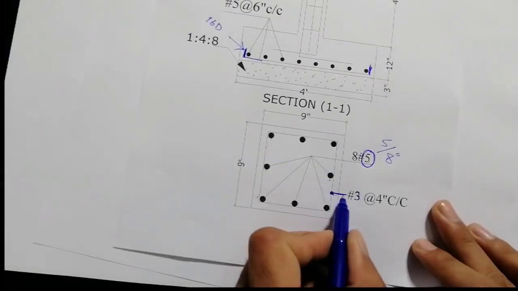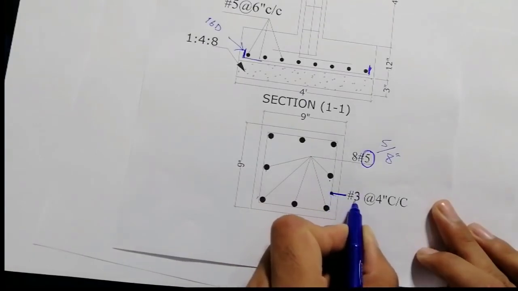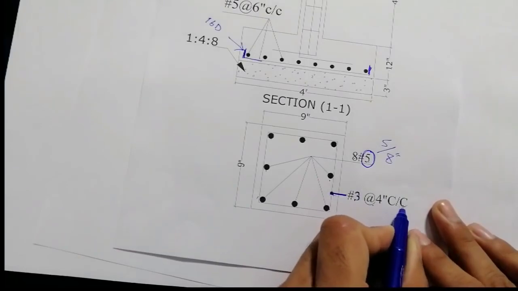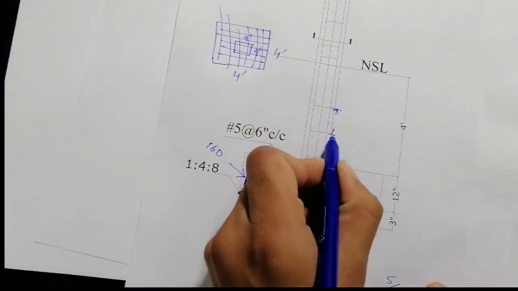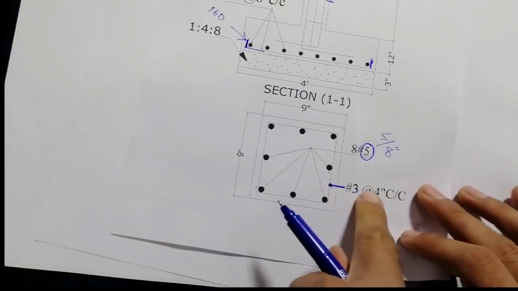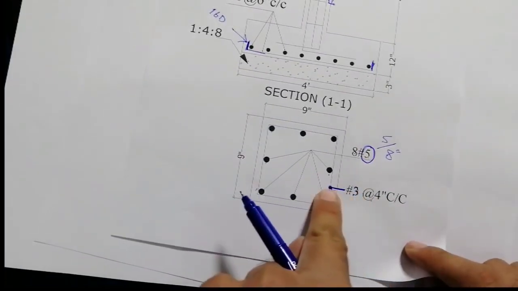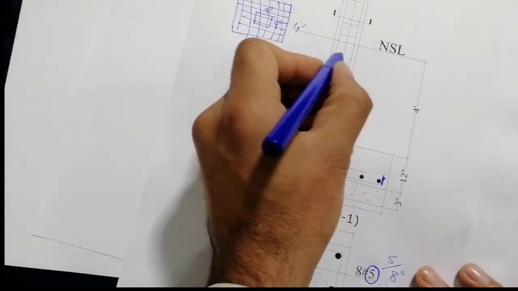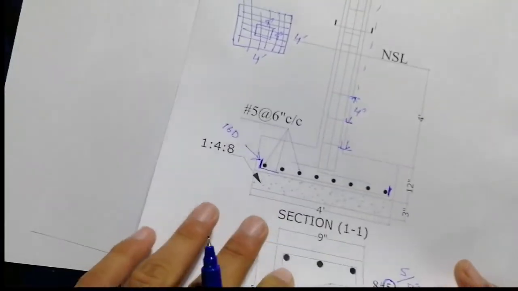Now guys, you can see these are the lateral ties, which dia is 3 number, okay? The center to center spacing here is 4 inches. The lateral tie spacing is 4 inches in this section, you can see from the top. The dia used in these lateral ties is 3 dia, which spacing is 4 inches. So this is also 4 inches, okay? At the top it's 4 inches.